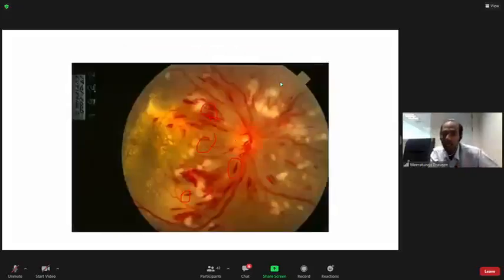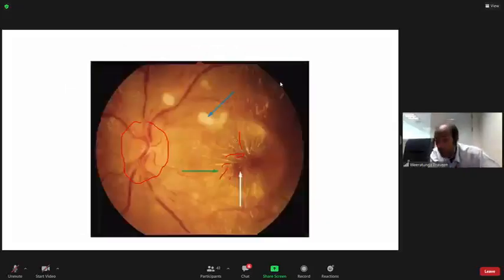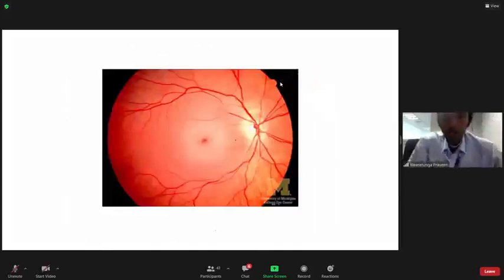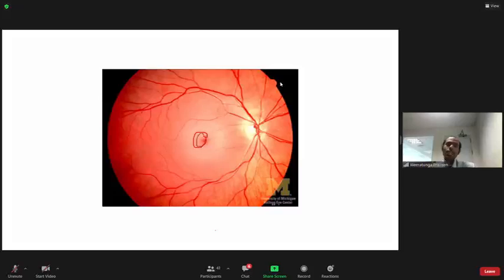This is again the same, right? Macular star is also seen in grade 4 hypertensive retinopathy, and this is a Roth spot. Now here, this is not a very common fundus, but you can see this. This is called a cherry red spot. This is central retinal artery occlusion.